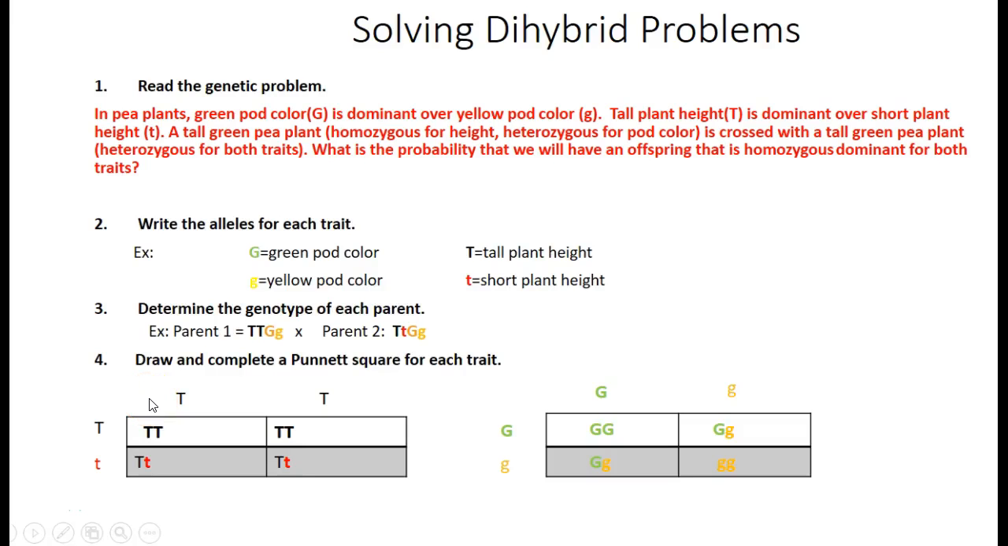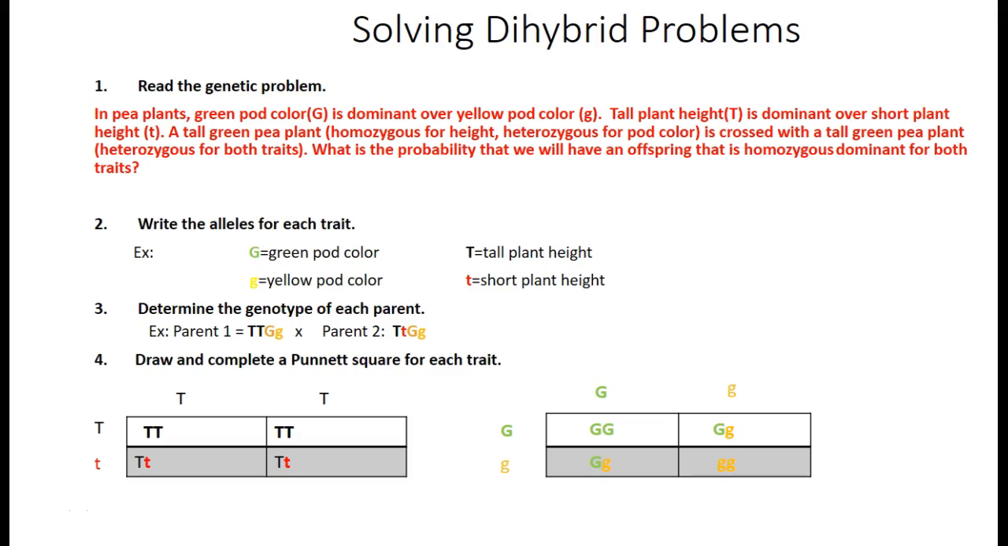Alright guys, early in the previous session you learned the significance of meiosis and genetic diversity by looking at independent assortment, crossing over, and you looked at dihybrid problems. And what I'm going to do in this session is show you a quick, easier way to do dihybrid problems. If you look at step 1, the first thing you're going to do on your test is read the genetic problem.